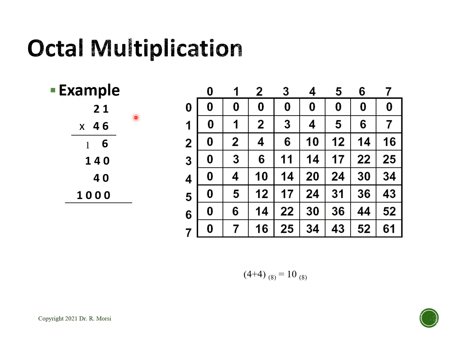Now, let's say I wanted to do these 2 numbers and they're octal and I wanted to multiply them together. So I have 2, 1 in octal multiplied by 4, 6 in octal. So the first thing I want to do is multiply the first 2 digits together. So I have 1, 6 that needs to be multiplied together. So the first thing I'll do is I'll look at the 1 in the octal table, multiply it by the 6, and the result is 6. So I put down 6.